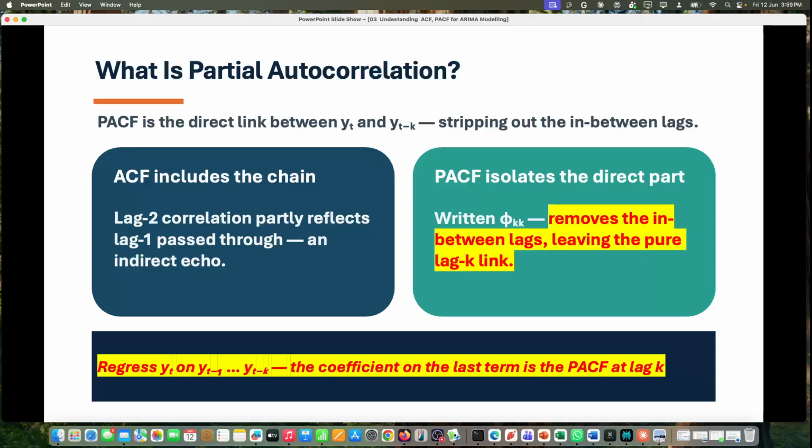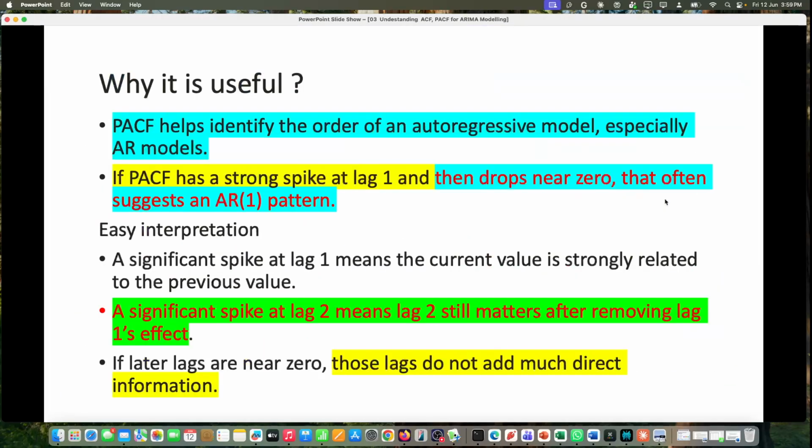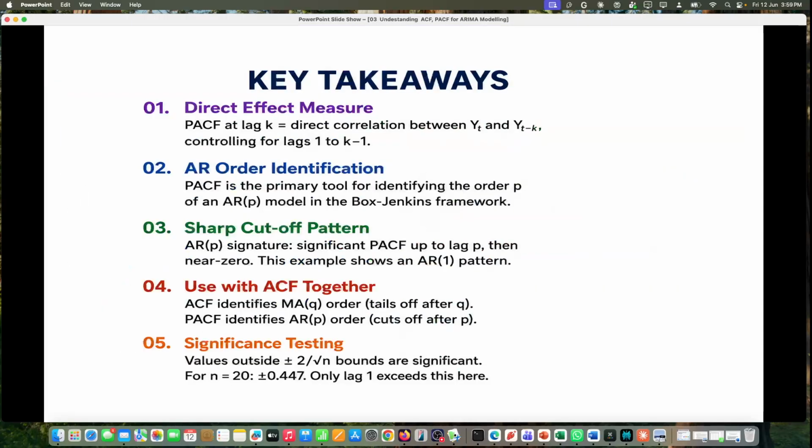How are you going to calculate partial autocorrelation? We use a regression on Y_(t-1), Y_(t-2), up to Y_(t-k). The coefficient of the last term is the partial autocorrelation at lag k. In Excel it is very easy to calculate. After differencing we get the stationary data, and then the partial autocorrelation directly measures the relation between Y_t and Y_(t-k). Now, what are the important takeaways from partial autocorrelation? It is a direct measure.